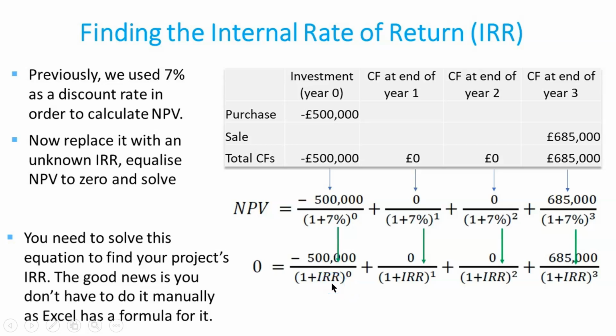We equalize net present value to 0, and then we have an equation with one unknown, which we can then solve. Strictly speaking, you can solve this mathematically, but you don't have to, because there is a formula for this in Microsoft Excel. So you simply create this table in Excel, type the formula, and it will calculate it for you. It will be a super easy formula.